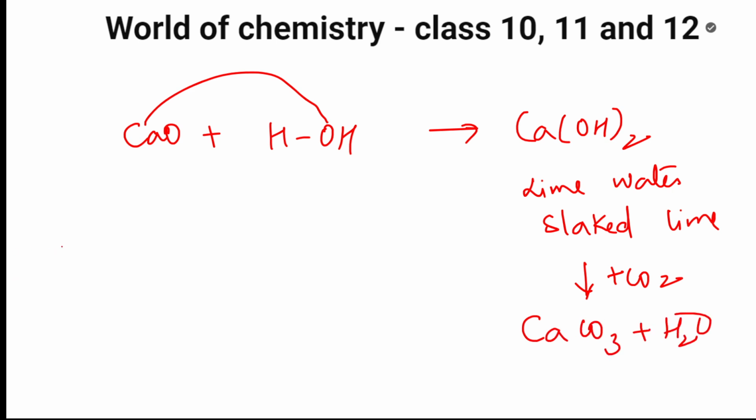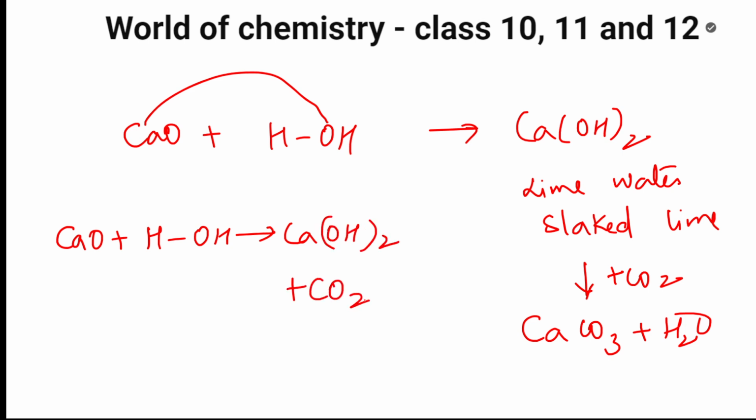Can you show us? Yes, I'm going to show you again. This is quicklime. I'm adding water. It's going to form slaked lime, as I have just shown. So this slaked lime, what are you doing? You're adding carbon dioxide. So this carbon dioxide combines with the calcium and oxygen, forming calcium carbonate plus water.